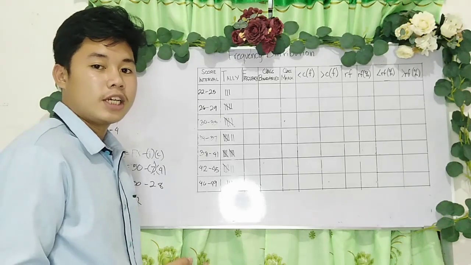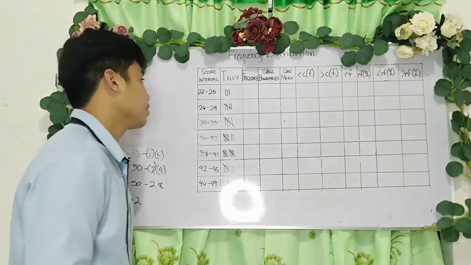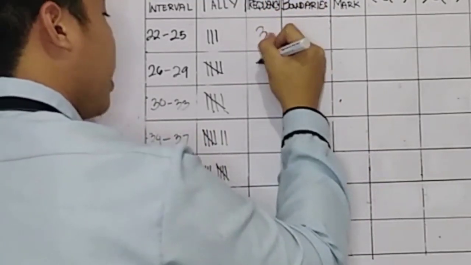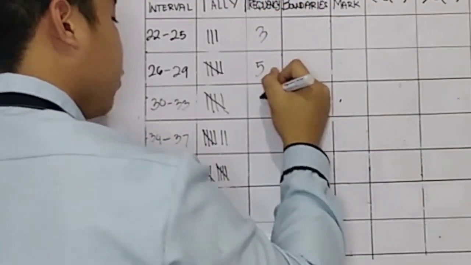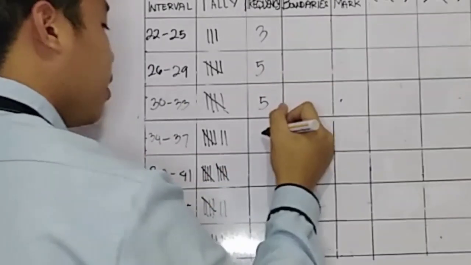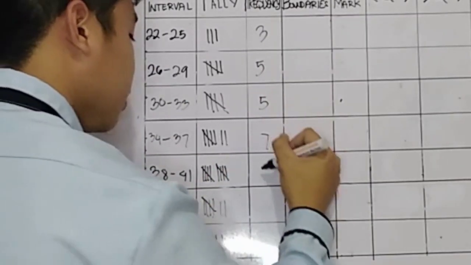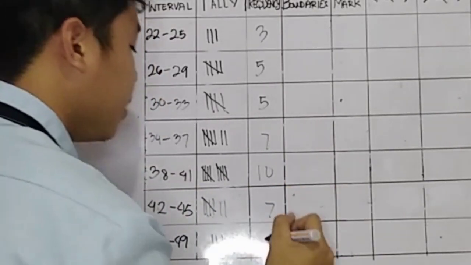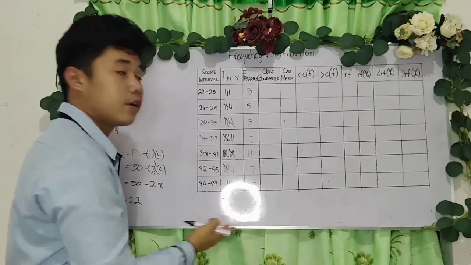Finding the frequency, we just simply count the tally. So the first is 3, second is 5, next is also 5, next is 7, next one is 10, next one is 7, and the last one is 3. So this is our frequency.